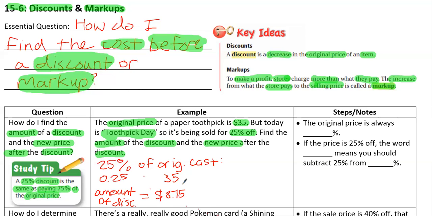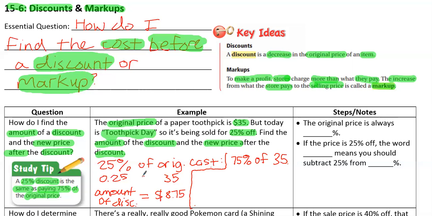Now, once you have the original discount, you could just subtract $8.75 from 35 bucks. That's one way to find what the new price is going to be. But we're going to use this study tip here. If it's 25% off, what percent of the original cost is left? 75%, because 100% minus 25% is 75%. So really, we're finding 75% of 35 bucks to find how much you actually pay.